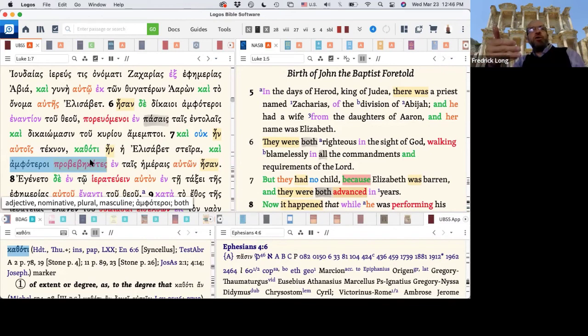And so both advanced in their days were. And that's the picture. He wants us to say they're old. She's barren and they're old. And this is all setting up the miracle that's going to take place, and that is that she's going to get pregnant. Perfect participle? Yeah, it's perfect. Perfect active participle, masculine nominative plural.